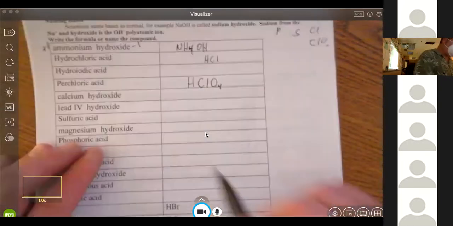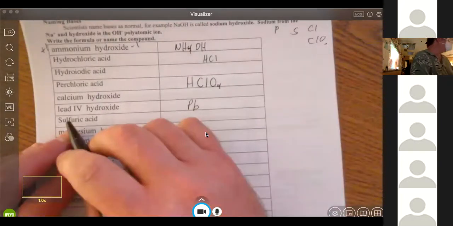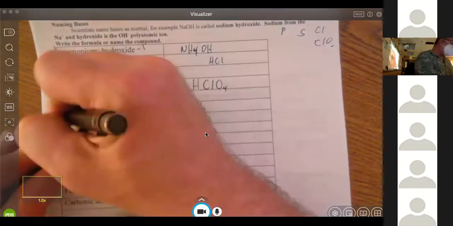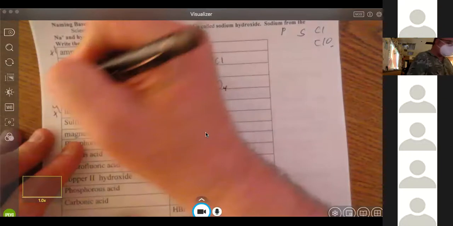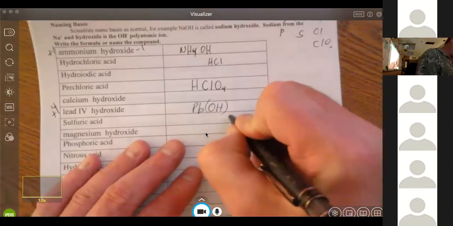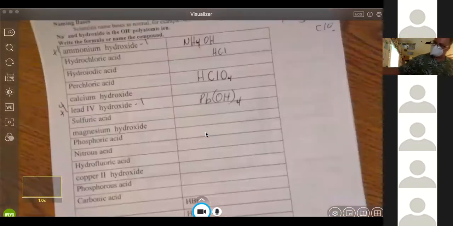How about lead 4 hydroxide? What is the charge of lead? +4, it's written first, so it's a cation. So that means how many hydroxides do we need? 4. Claudia is on it. I'm Super Saiyan on this. Yep.